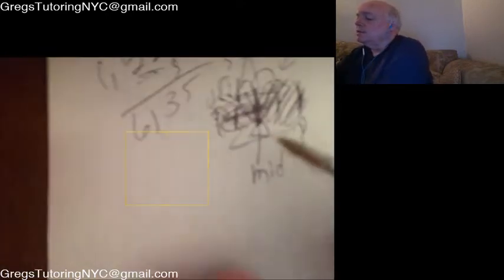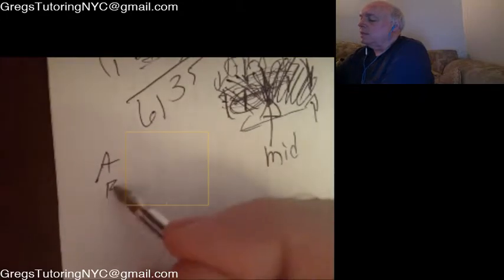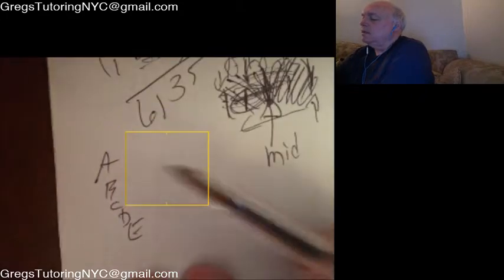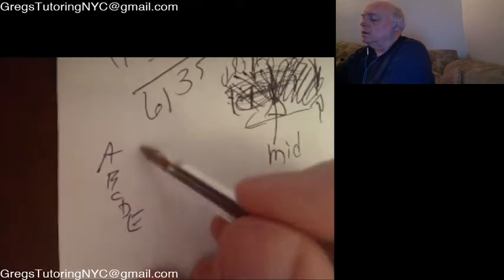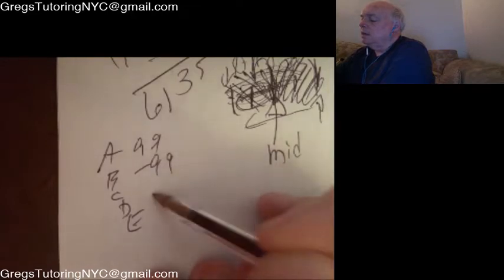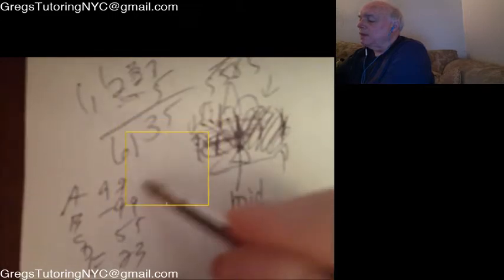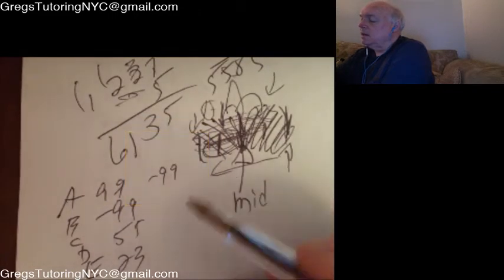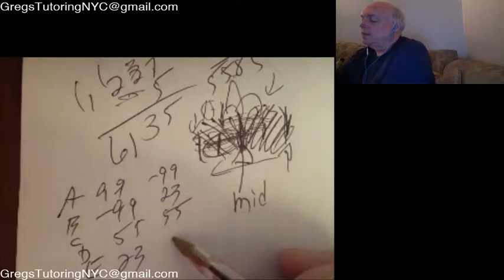I think I presented this scenario. There are some tests that have multiple choice in A, B, C, D, E, and some of those same tests put the answers in numeric order. So they would not have 99, minus 99, 54, 23. They would put these in order. So for A, they would put minus 99. Then they would put 23, then 55, then 99. So these are in order.